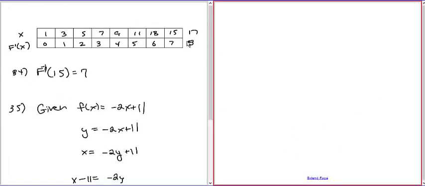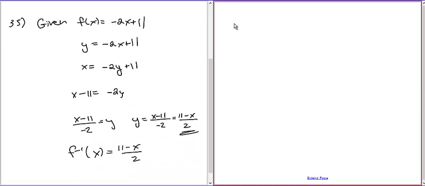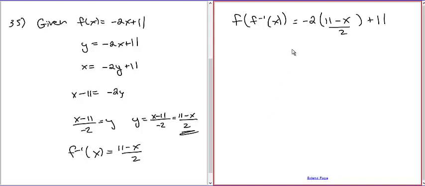And they didn't ask us to do it, but let's prove that they're inverses of each other. So what you would do is you do f of f inverse of x. So f of x is negative 2 times x plus 11. F inverse is 11 minus x divided by 2. That cancels out with that. So I get negative 11 minus x plus 11. You distribute the negative 1, you get negative 11 plus x plus 11. These cancel out. You get x.